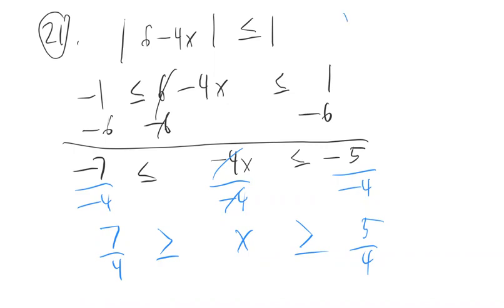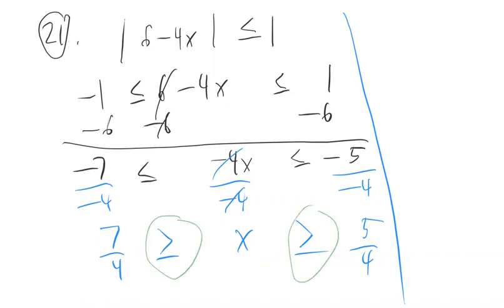So if you look at that solution set, it can equal them, right? You notice that it has the equal sign underneath it. So there's going to be a bracket on both of those numbers representing the fact that it does touch those numbers and it does equal them.